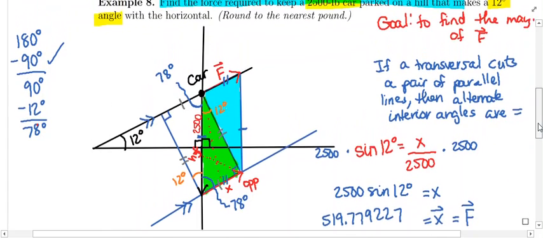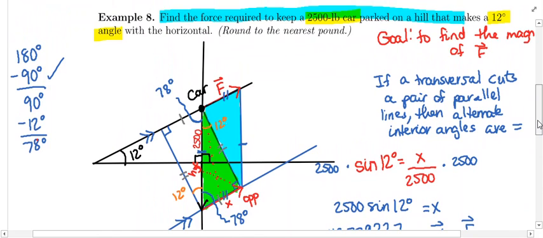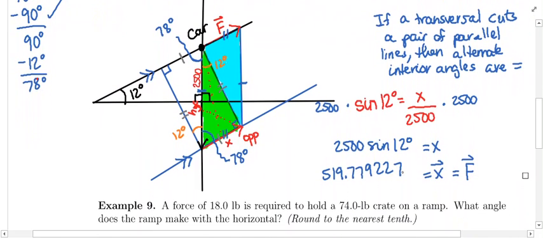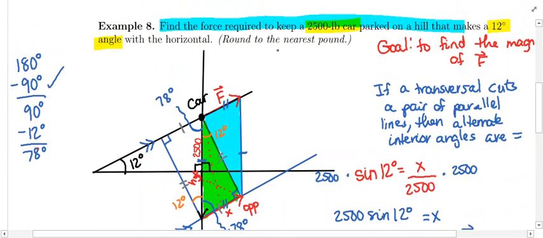So to answer the question, we need to round to the nearest pound. If we do that, after the decimal point we have a 7, so we need to bump this up to 520. We're going to say the force that is needed to keep this car from rolling down the hill is approximately 520 pounds. And I'm going to go ahead and put that this is the magnitude. So I'm going to put the magnitude notation on here, and that is the force that we are looking for.